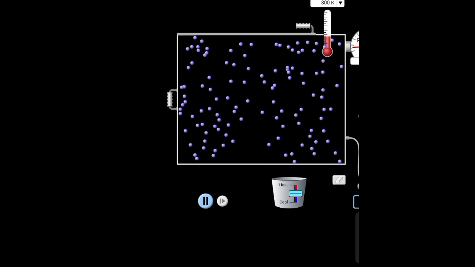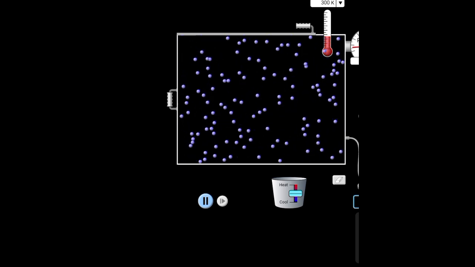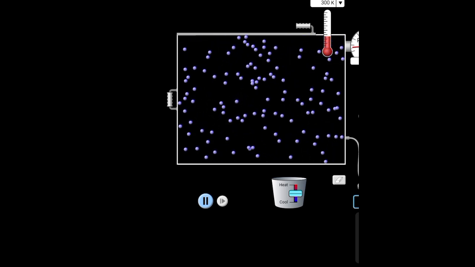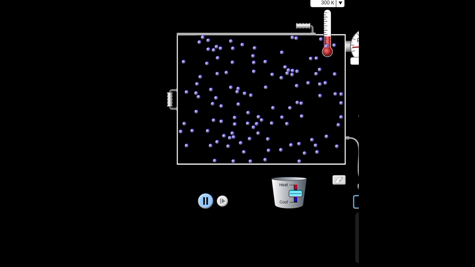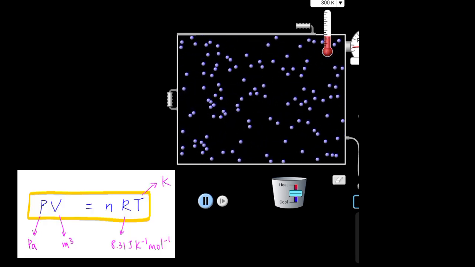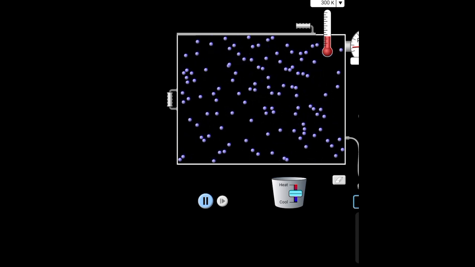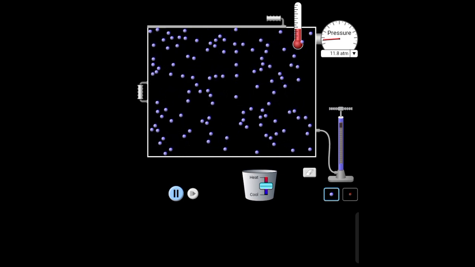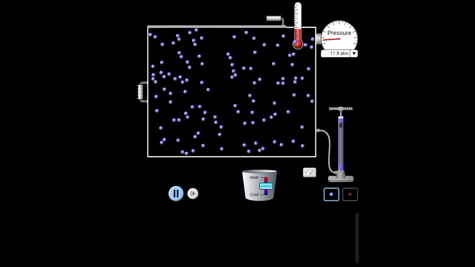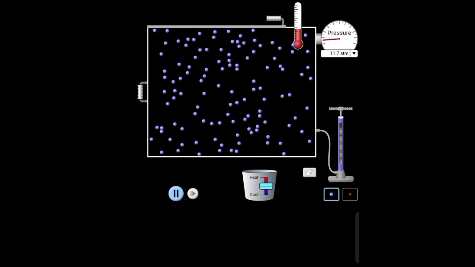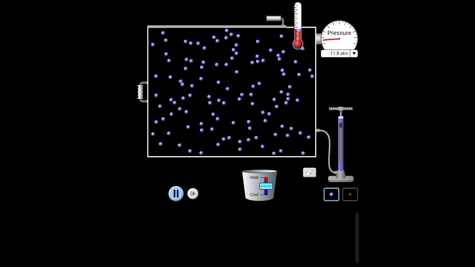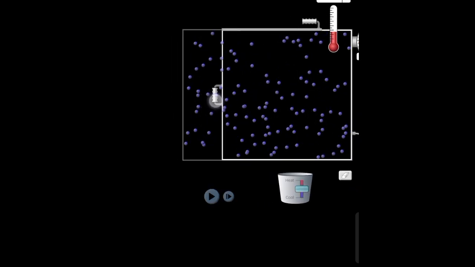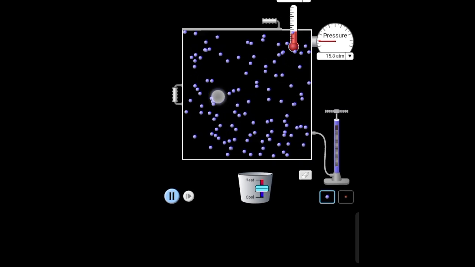Now that we've seen how pressure and volume change with temperature, let's discuss the relationship between these three factors. This relationship is described by the ideal gas law. Using this law, we can understand that pressure and volume are inversely related at constant temperature. This means that when the volume decreases, the pressure increases.